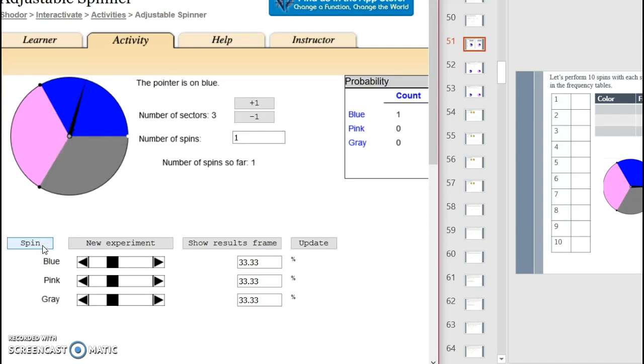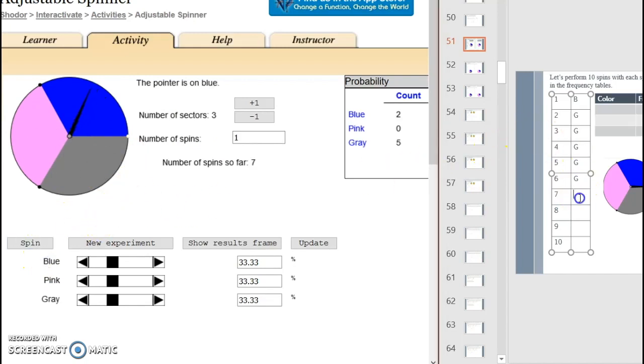So I can click spin, and the first one is blue. So I'm going to put B for blue. And then I'm going to spin again. The second one was gray. Notice it's keeping track for us over here. And we ended up with gray again. It looks like they counted that as gray. And gray. Gray's kind of winning out here. Another gray.